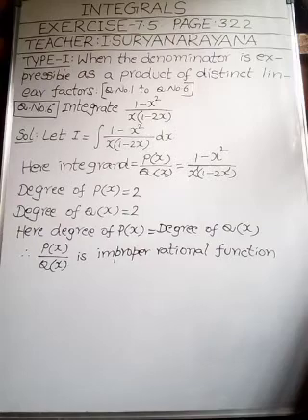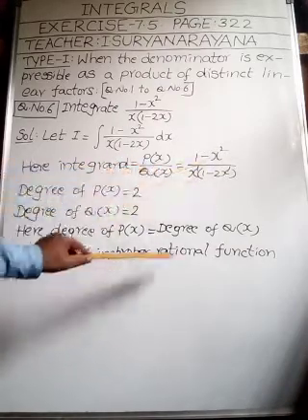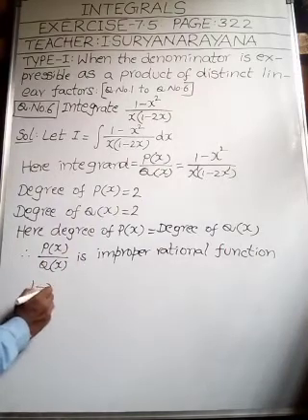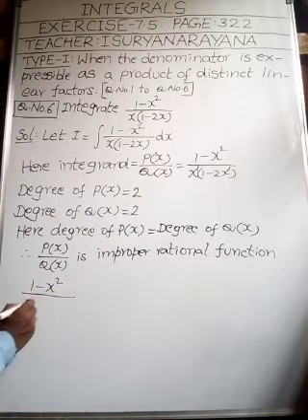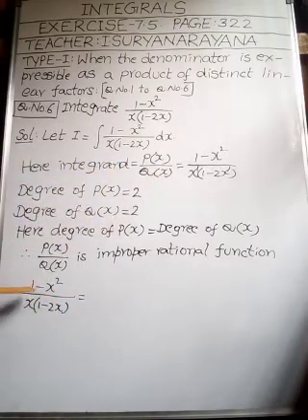So before using that method, we have to transform this improper rational function into a proper rational function by using long division. Okay, my children, right? This can be taken as (1 minus x square) by x into (1 minus 2x). Again, I am taking this rational function. Here we are converting this improper rational function into a proper rational function.